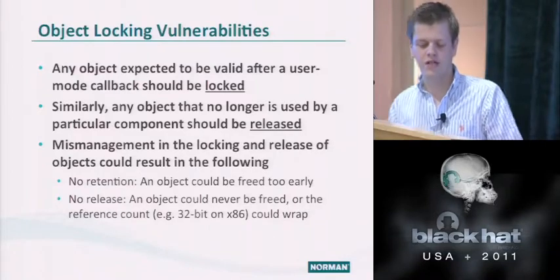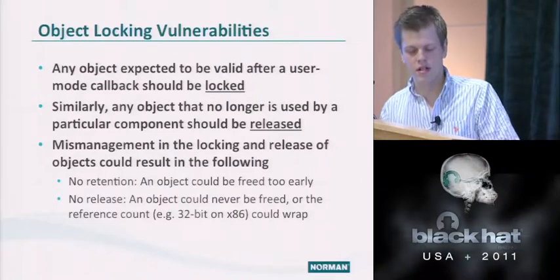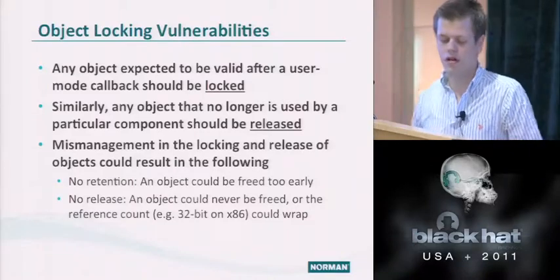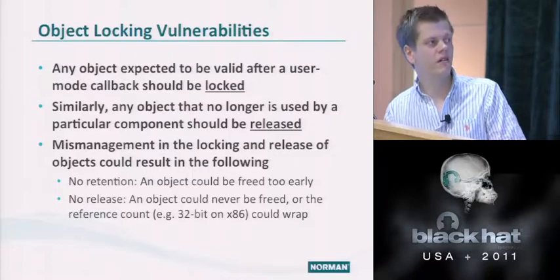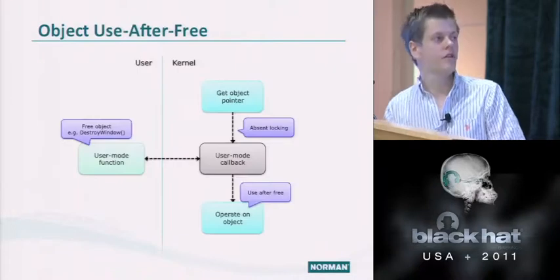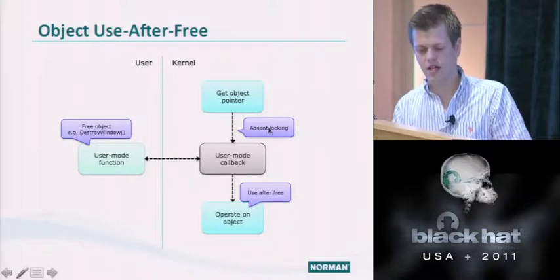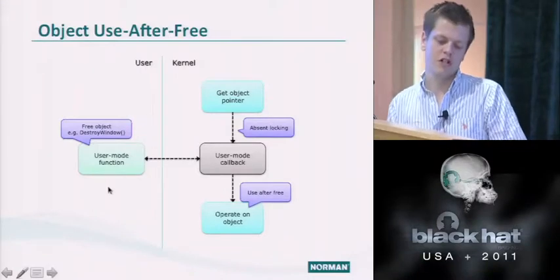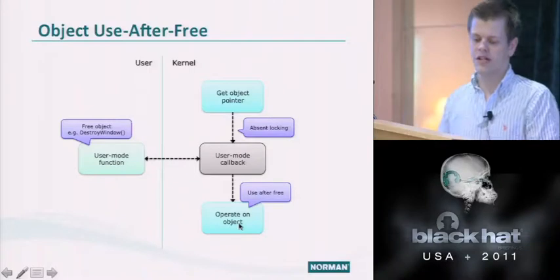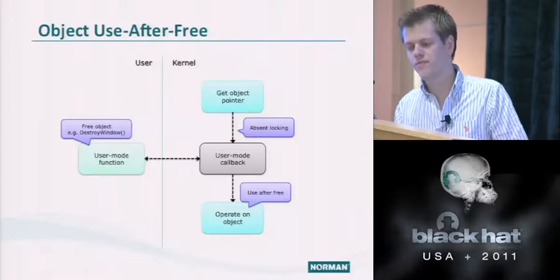And like I said, if you have mismanagement in either of these, it could result in either no retention, meaning that the object was released too early, or no release, meaning that the object could never be freed, or the reference count could wrap in the worst case. So it's quite easy to understand, I guess. So here you have the absent locking. The user mode function could potentially destroy the object, and then the kernel resumes execution and keeps on using that object if it doesn't check that sufficiently.